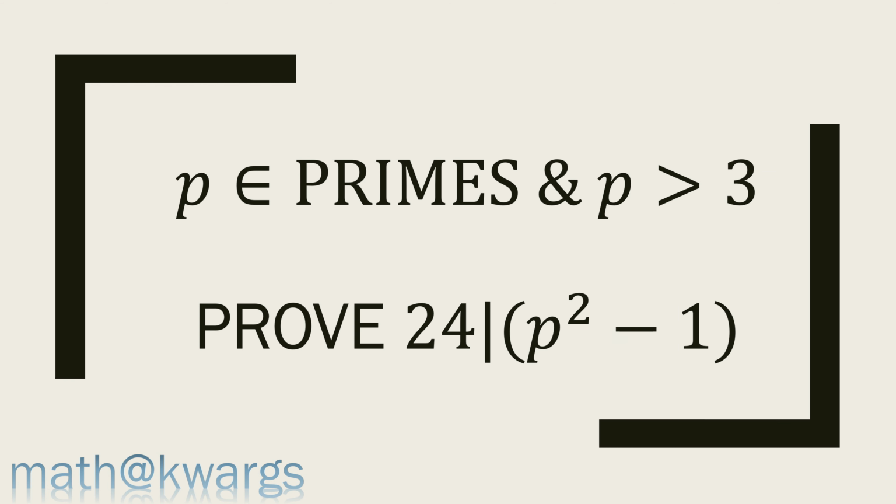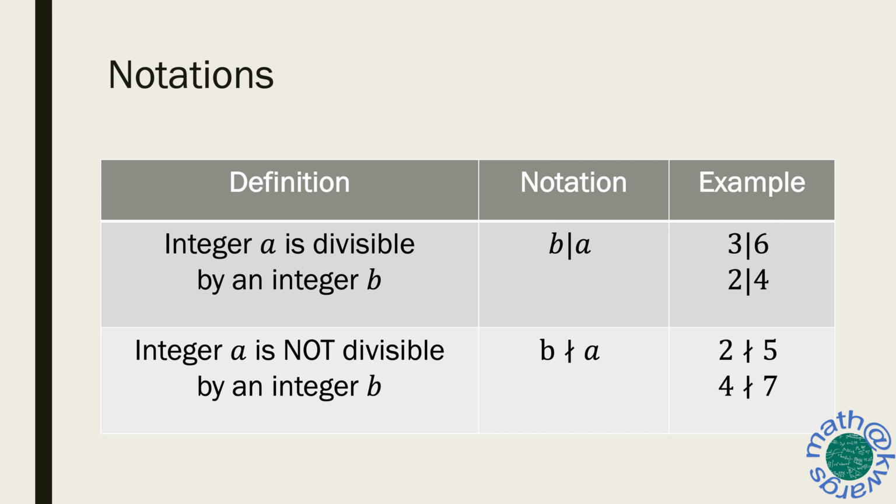Before we get started, let's take a look at the notations we will be using. When we say an integer a is divisible by an integer b, we note it as this. For example, we have 6 is divisible by 3 and 4 is divisible by 2. Similarly, when we say an integer a is not divisible by an integer b, we note it as this. And we have 5 is not divisible by 2 and 7 is not divisible by 4.